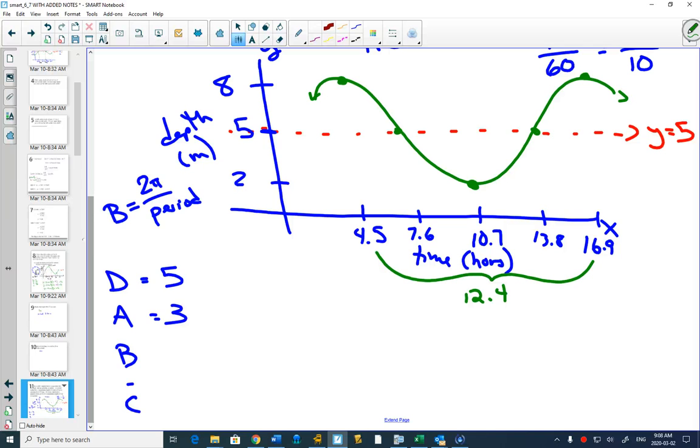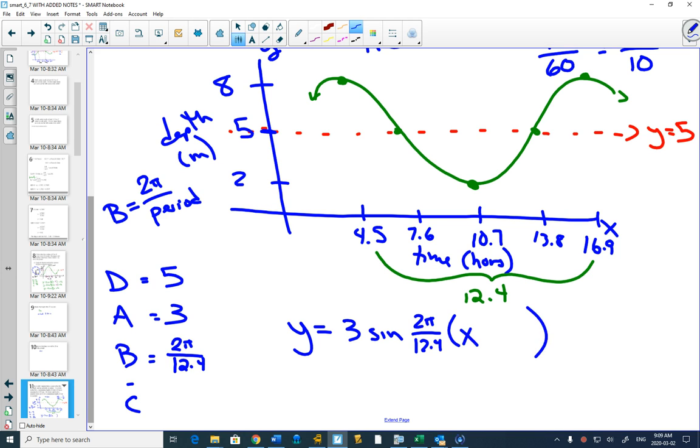So it's not just from the maximum to the minimum, because that's not one full cycle. You have to go from a maximum to another maximum. 12.4 hours, so our b value is going to be 2 pi divided by 12.4. And our c value we leave because it could change whether we use a sine graph or a cos graph. But now we can start by saying, I can write a sine graph. Amplitude is 3. Y equals 3 sine 2 pi over 12.4 x, leave a space, and my d value is 5. And same thing for cos. Everything will be the same.